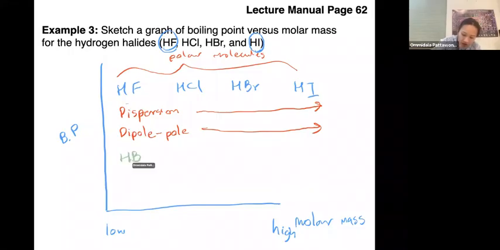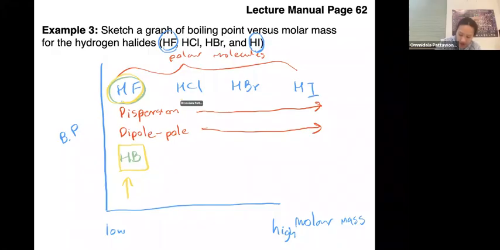Hydrogen bonding occurs only with HF. Remember, hydrogen bonding occurs when hydrogen is bonded directly to fluorine, oxygen, or nitrogen. So in this case, HF would contain hydrogen bonding. The question is, which type of IMF is the strongest? The answer is hydrogen bonding. So in this case, HF would have the highest boiling point, because it contains the strongest type of IMF.